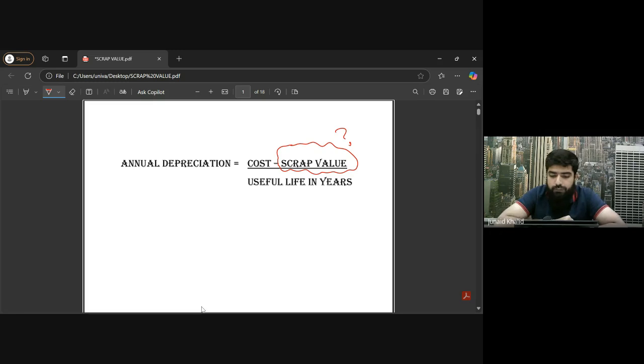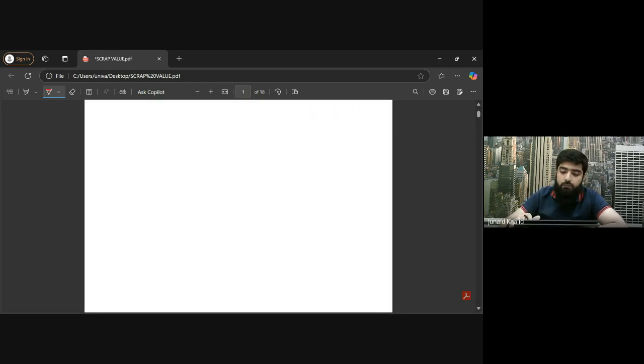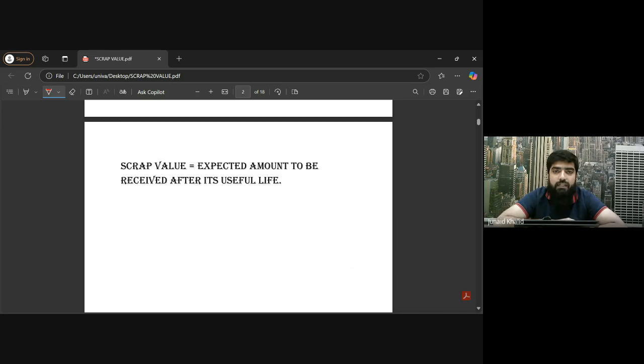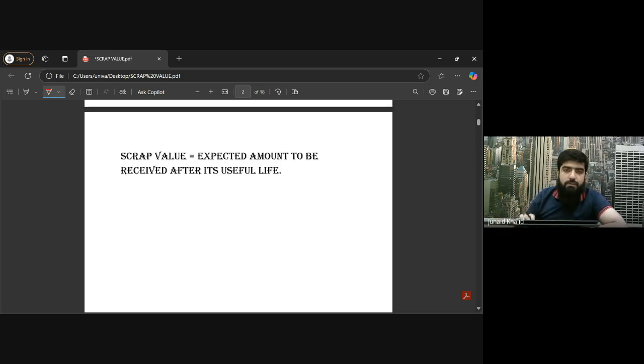Okay, first of all, in order to answer why the scrap value is being deducted while calculating the depreciation, we need to first understand what scrap value is, and then we will understand what depreciation is. First of all, scrap value is basically an expected amount. It's an expected amount to be received after its useful life. Let me give you an example.